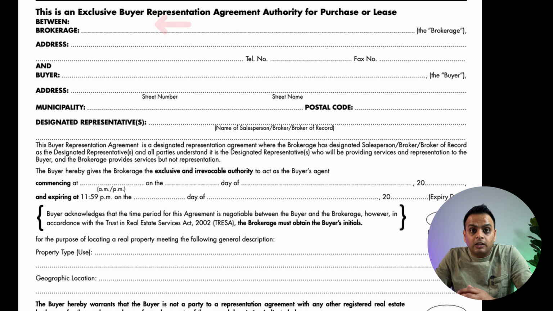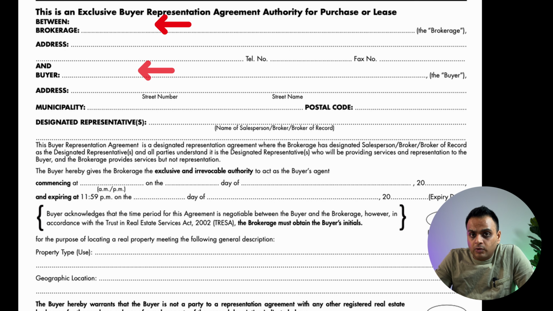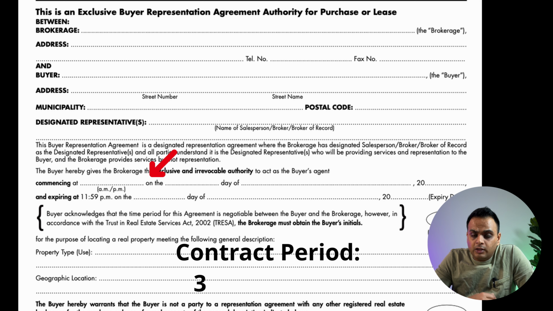Here's a breakdown. The first section lists both sides. That's the realtor representing the brokerage and yourself. It also includes the type of house, location, and the length of the contract. The length is usually 3 to 6 months, but can vary depending on circumstances.